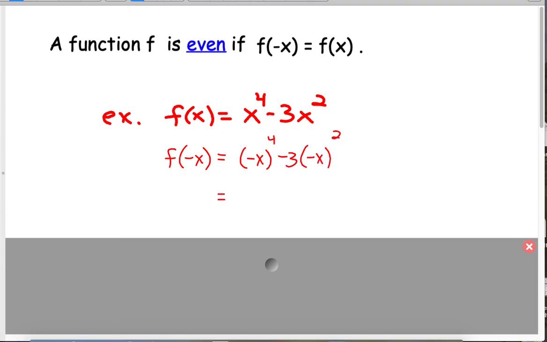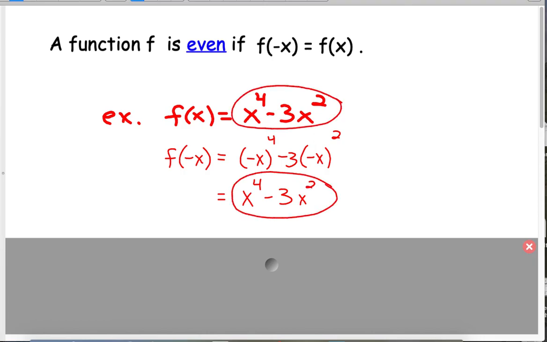Well, because these are even powers, negative x to the 4th, negative times a negative times a negative times a negative is a positive, so that's just going to simplify to x to the 4th. And then same with negative x to the 2nd power, negative x times negative x, that's a positive x squared. Notice this is exactly the same as what f of x was. So f of the opposite of x equals f of x. And so we know this is even.